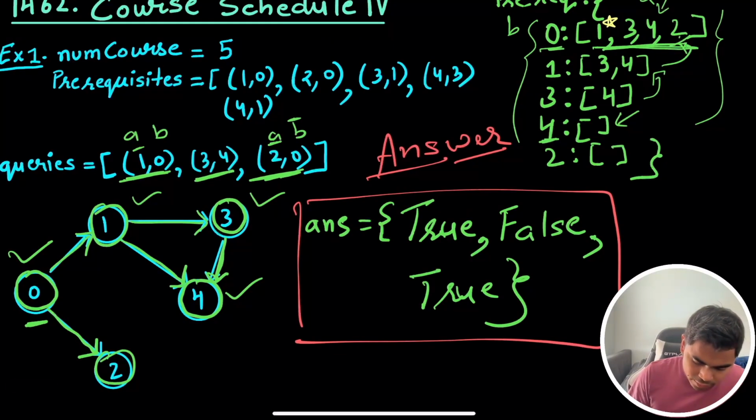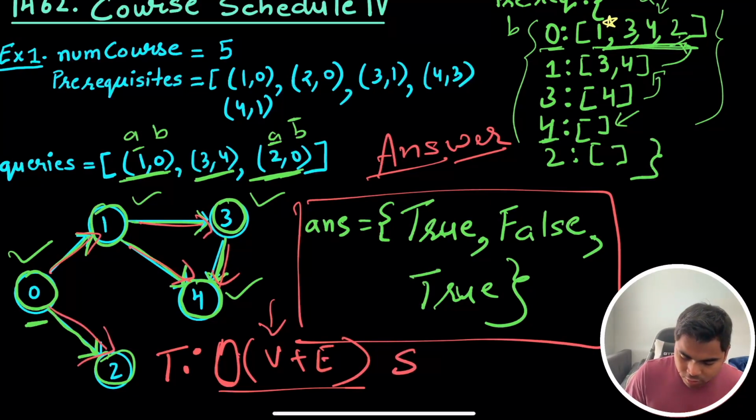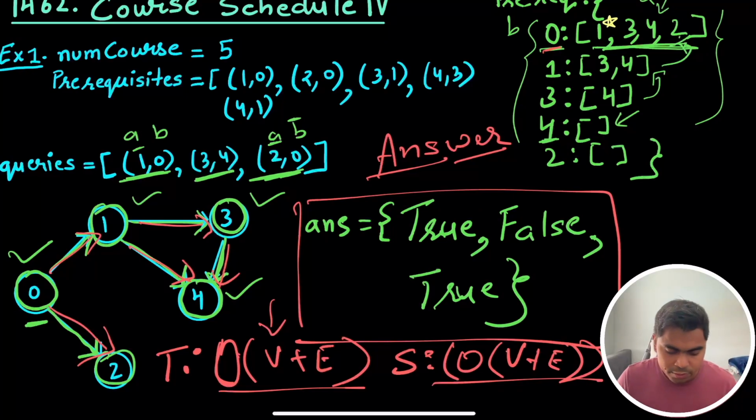Time complexity will be big O of V plus E. In our DFS, we are visiting all the nodes, and we are traversing all the edges right here. So it's V plus E, and the space complexity is also big O of V plus E, and that's because we are storing all the nodes in our prerequisite set.